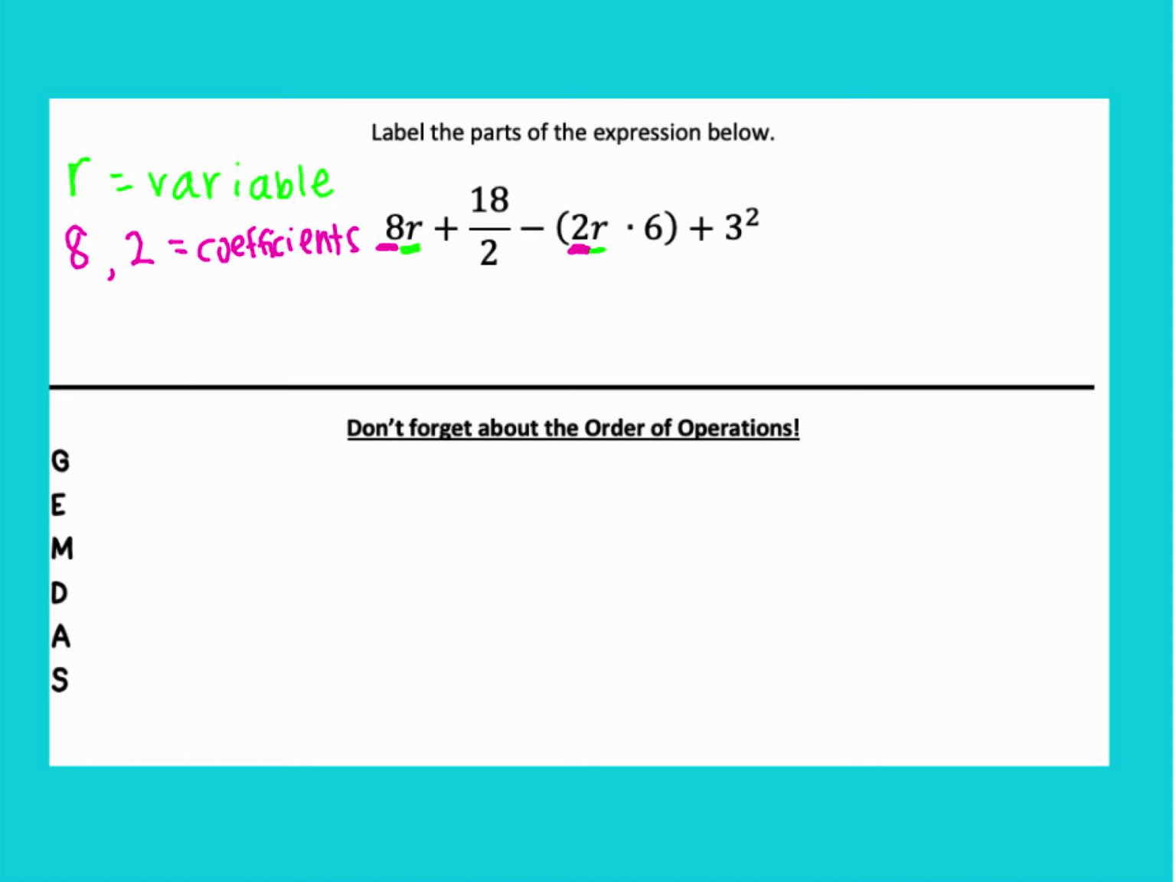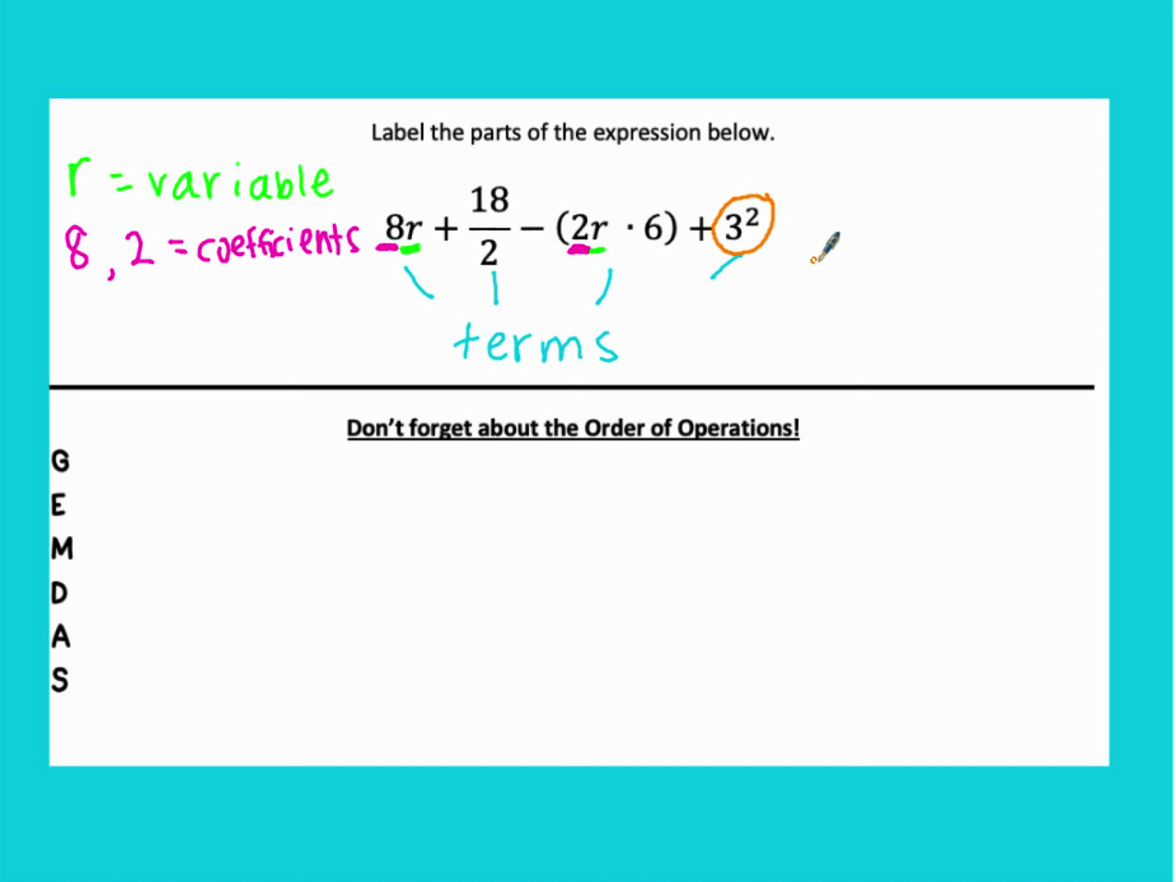Some of our other vocab words that we have are terms. Remember, terms are anything that can be a real number, a number multiplied by a variable, or just a variable by itself. So we could have 8r, that's a number multiplied by a variable. We have 18 divided by 2, so that's just going to end up being a real number because 18 divided by 2 is 9. Right here, 2r times 6 is, again, real numbers multiplied by variables. And then in our last one, we have 3 squared. 3 squared is going to end up being a constant. That's just 3 times 3, which is going to get us 9. So our constants, remember, are any numbers without a variable.